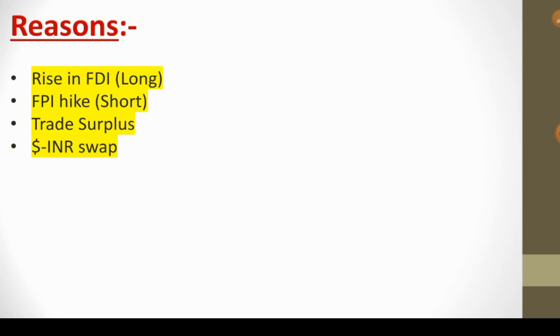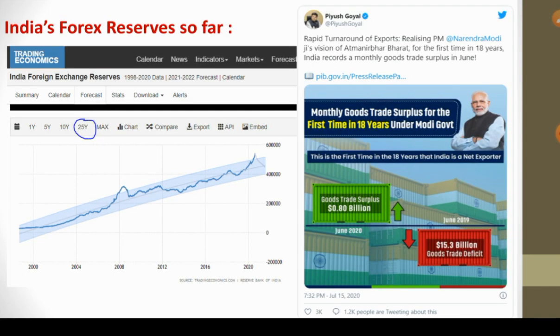So if a country is facing a different political situation, if the relation between NATO and China is going to be bad, no country will want to invest in China, and that's why you are seeing the companies pulling back from China as well. So rise in FDI is the first reason. Second is the FPI hike. Third is trade surplus, which we saw over here, that we got a trade surplus also.